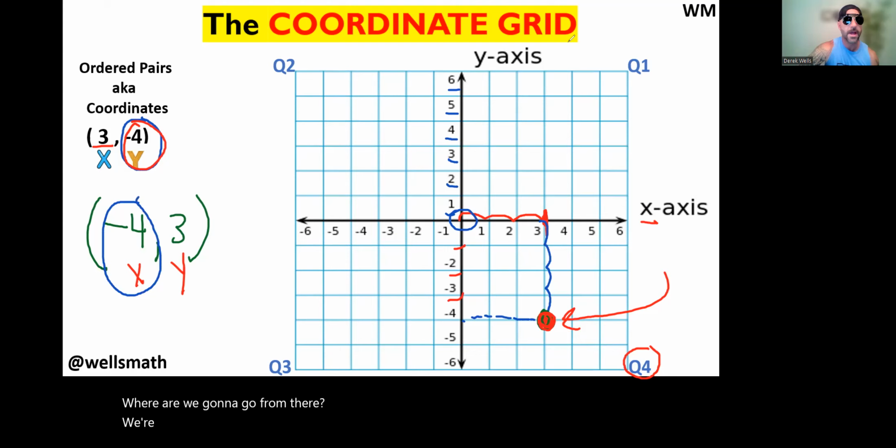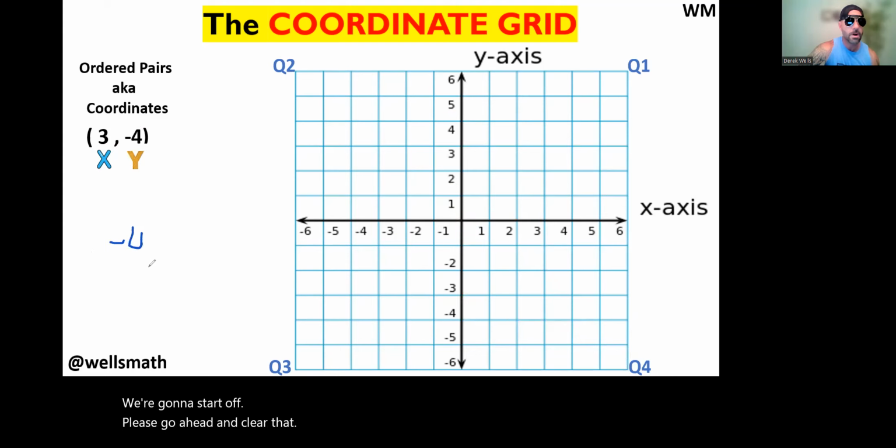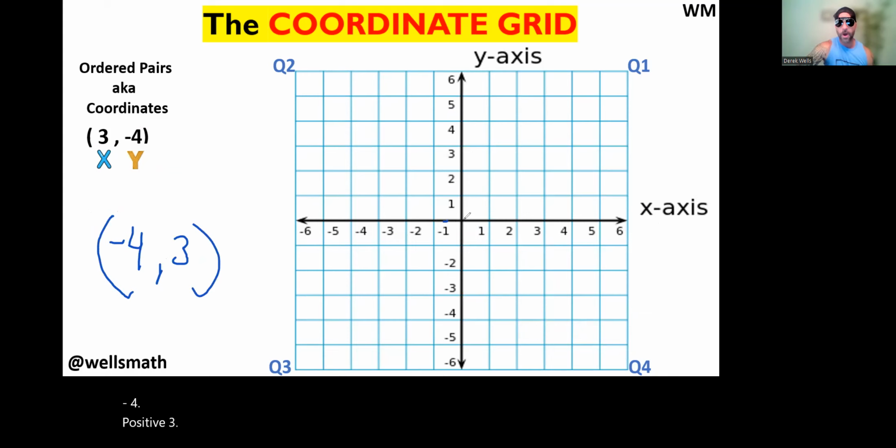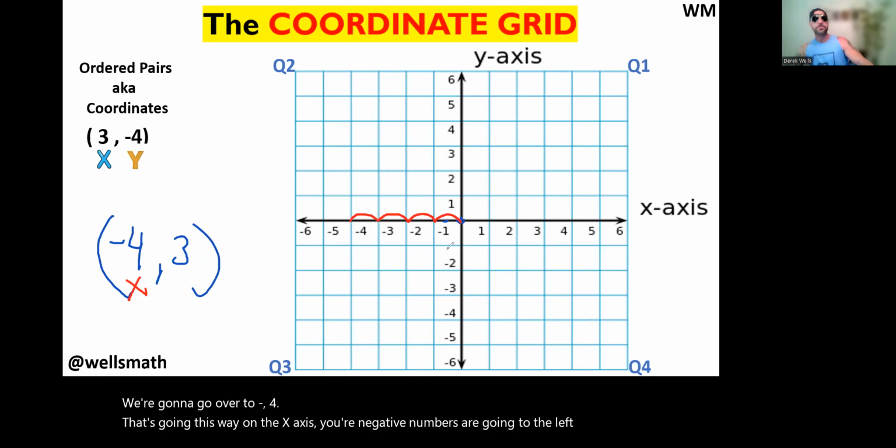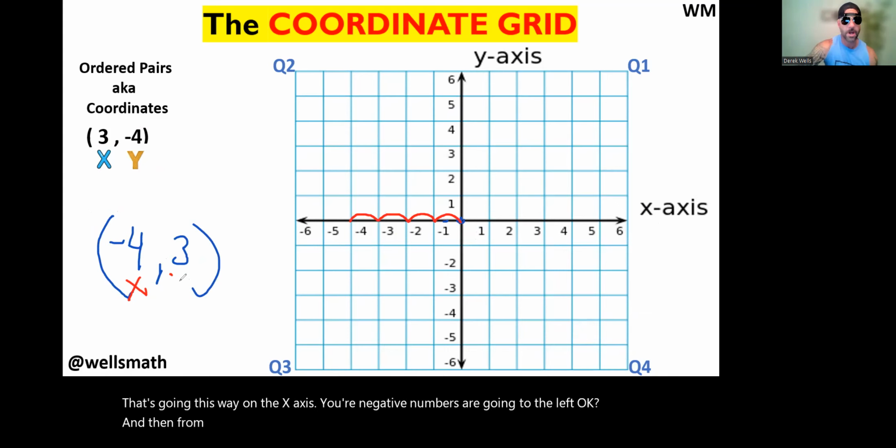Let me just go ahead and clear that. (-4, +3). We're starting at the origin, (0, 0). And from there, on the x-axis, we are going to go over to -4. Well, that's going this way on the x-axis. Your negative numbers are going to the left, okay? And then from there, we can either go up or down.